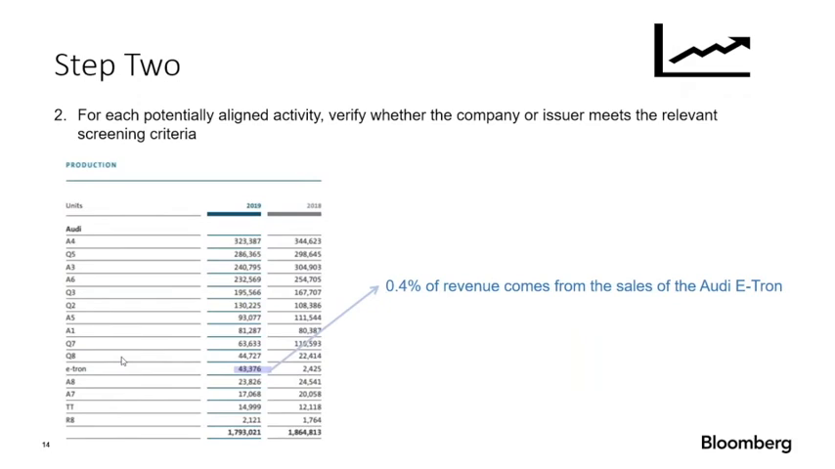So this is why more detailed reporting from corporates is required, so that we as investors can obtain more accurate taxonomy alignment figures. At the moment, you would have to be conservative and only look at those vehicles that are wholly electric.